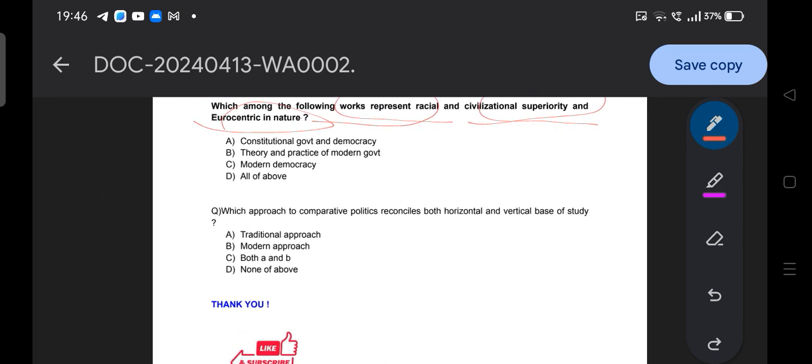Then moving to the next question, this is also a homework question. Which approach to comparative politics reconciles both horizontal and vertical based study? Which approach includes both horizontal and vertical? Option A traditional approach, B modern approach, C both A and B, and D none of the above. You need to provide the answer in the comment section, as you have been providing the answers.